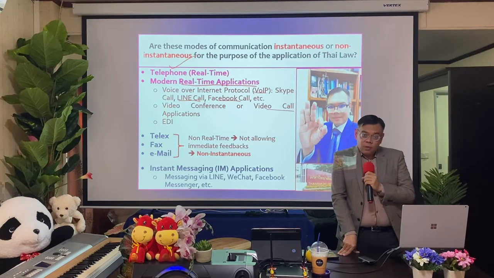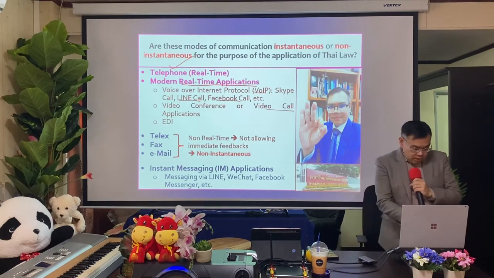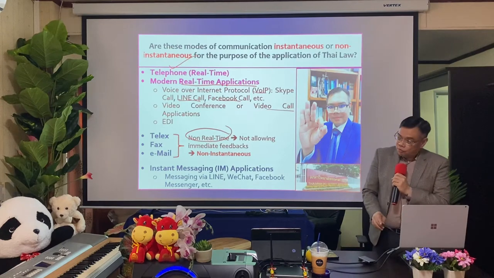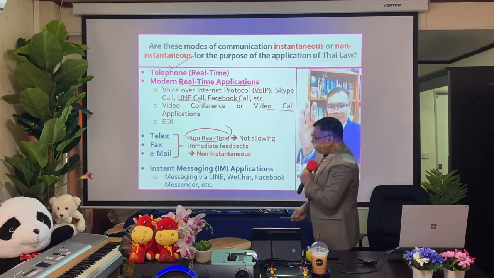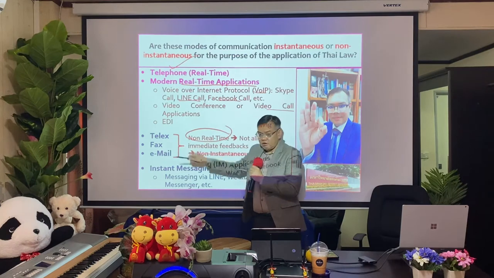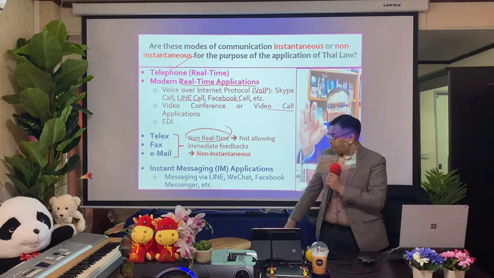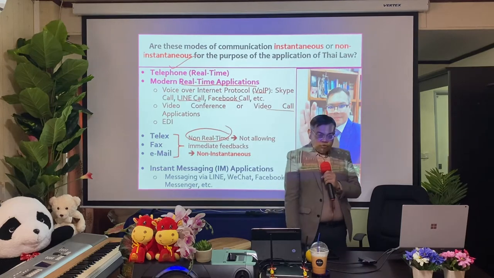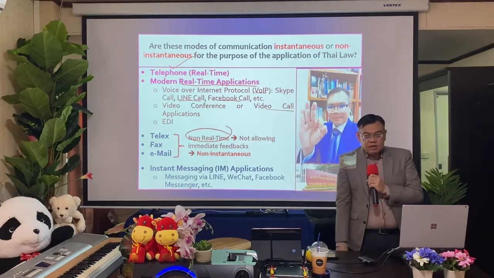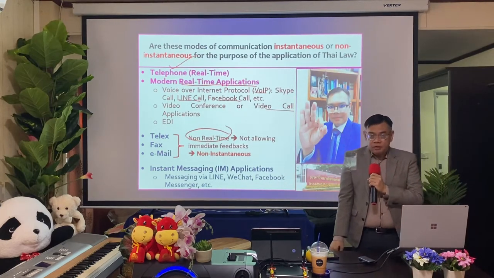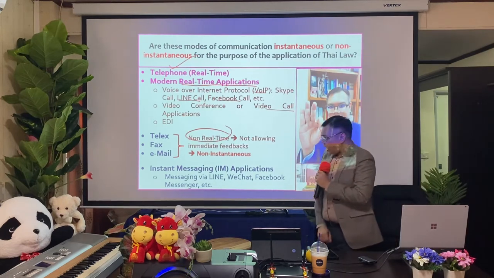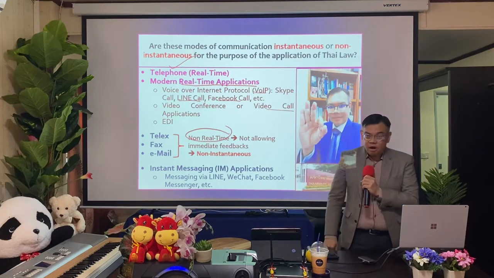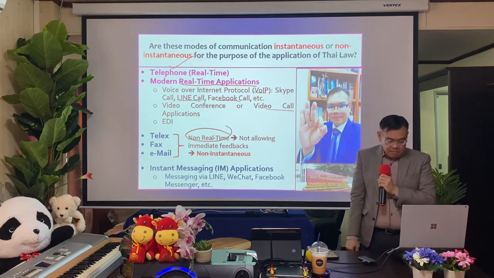If we use a non-real-time application, like telex, fax, or email, these technologies do not function in a real-time mode. They function in a non-real-time mode, so that the two parties are not in a position to have immediate feedback.